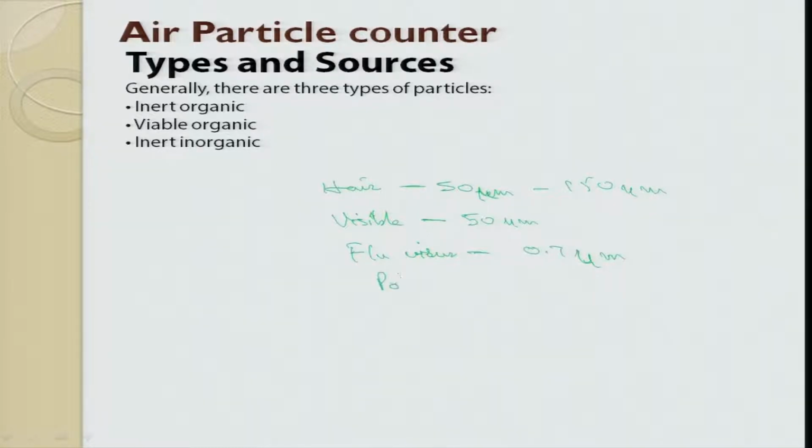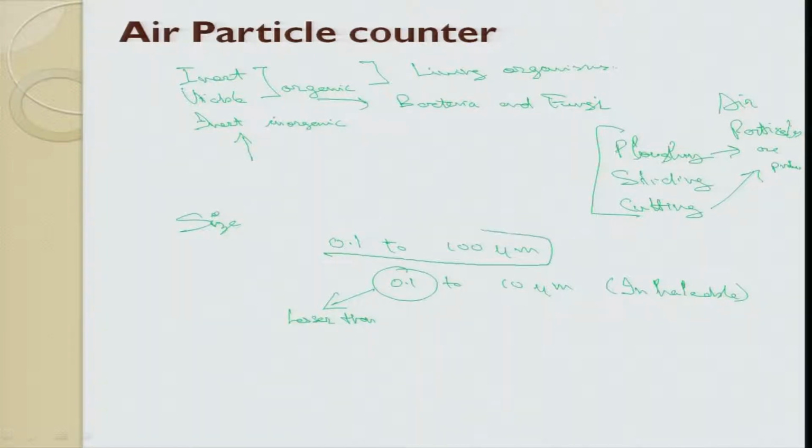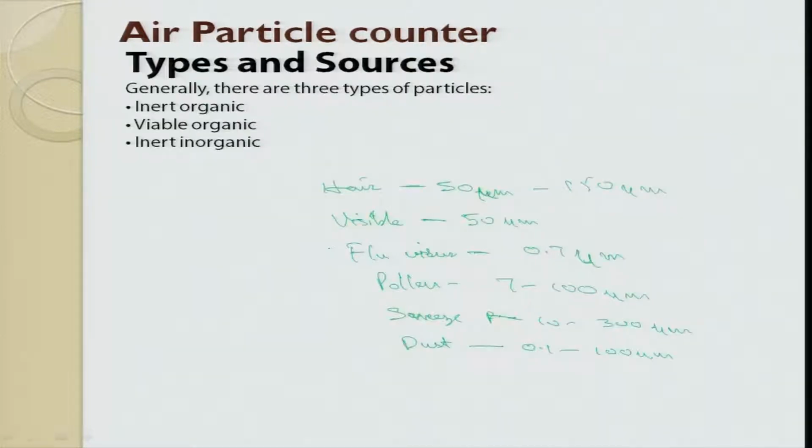Then pollen is from 7 to 100 micrometer. Then sneeze particles, right, they are from 10 to 300 micrometer. Then general dust, or the regular dust that we have in our playgrounds or maybe in streets, is from 0.1 to 100 micrometer. So, this is the size I put here, right, the general size.